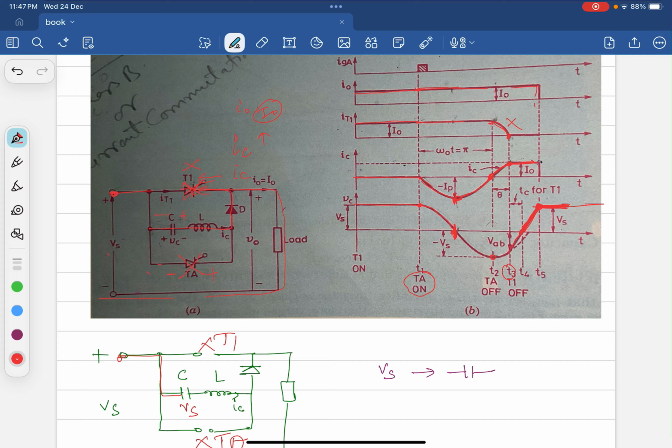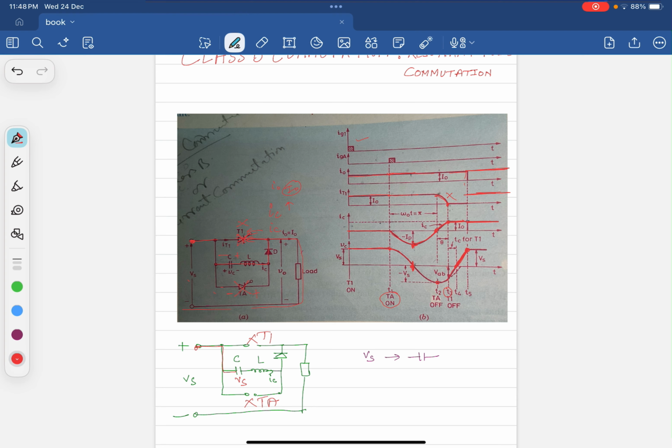So Vs again became the same, as you can see in the first diagram. The capacitor has the charging current, the thyristor starts working again, and the load current is the same. This cycle repeats again and again. This is the easy explanation.